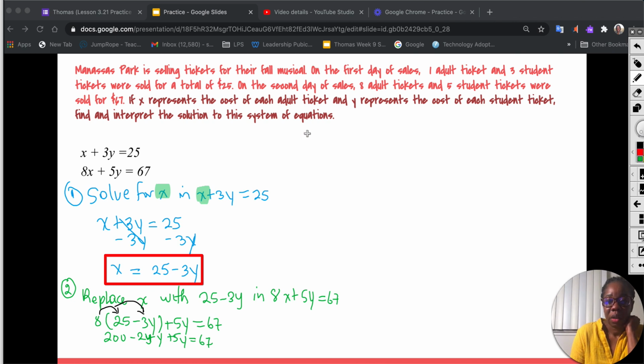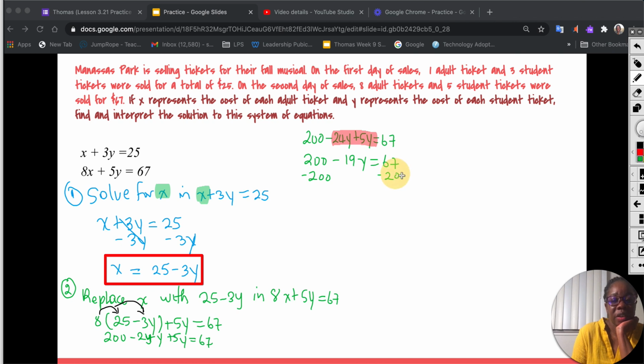We're going to continue up here. So we have 200 minus 24y plus 5y equals 67. We are going to combine our like terms, which is our y's together. So when we combine those, we end up getting 200 minus 19y is equal to 67. Now we're getting closer. We're going to subtract 200 from both sides of the equation.